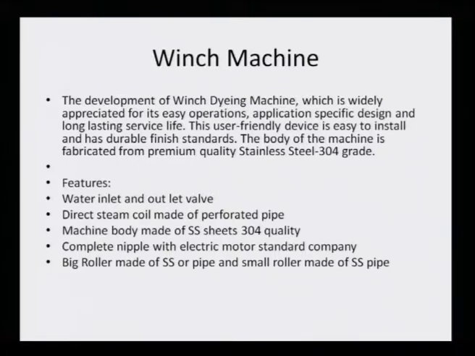Features of the winch machine are: water inlet and outlet valve are present, direct steam coil made of perforated pipe, machine body made of stainless steel sheet of 304 quality, complete nipple with electric motor of standard company, big roller made of stainless steel or pipe, and small roller made up of stainless steel ply. So, there are two rollers on which the fabric is rolled, and every time it dips into the dyeing solution. At a time not much is exposed to the dye bath, but the speed by which this winch machine moves is very fast and very facile, and it does the dyeing in a very uniform manner.